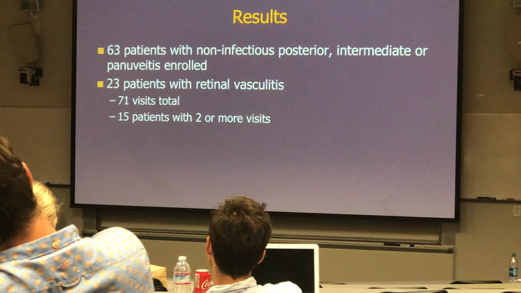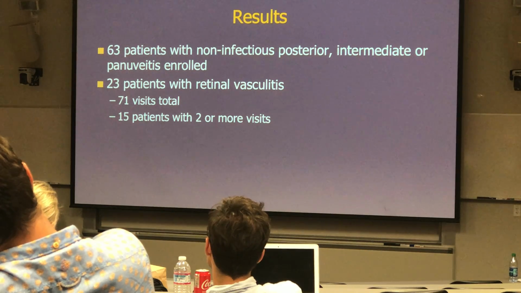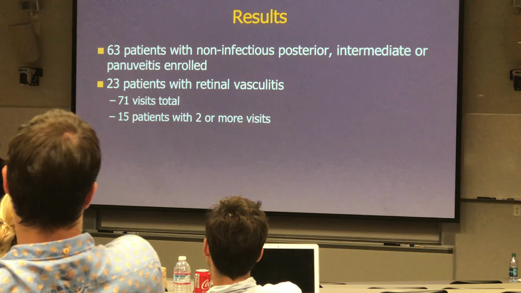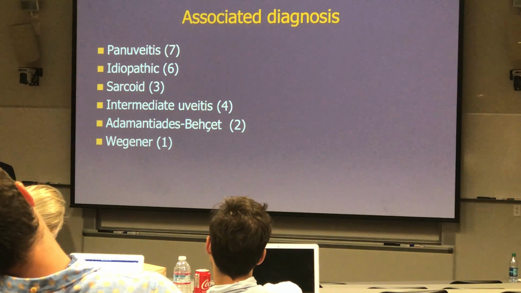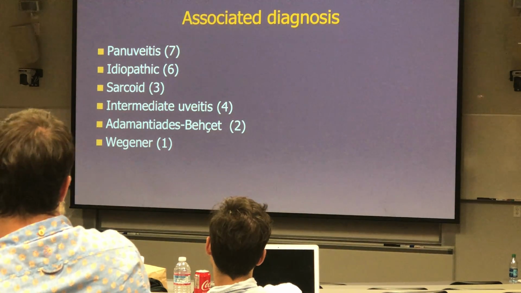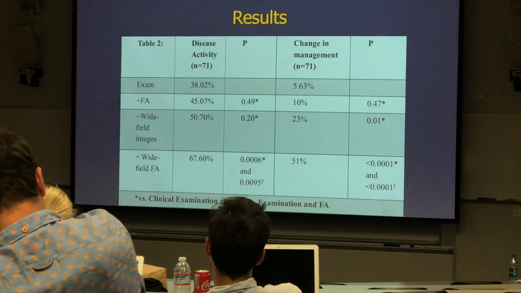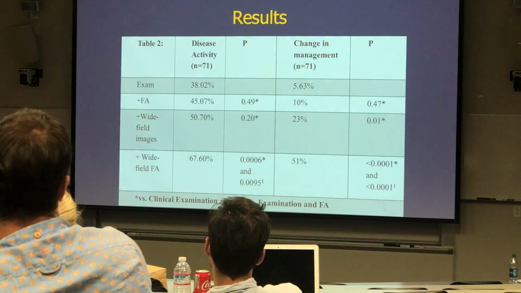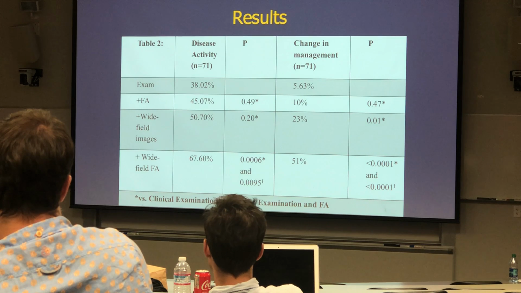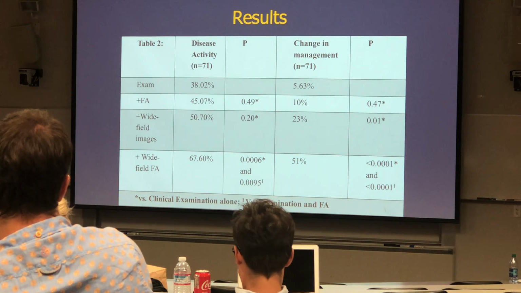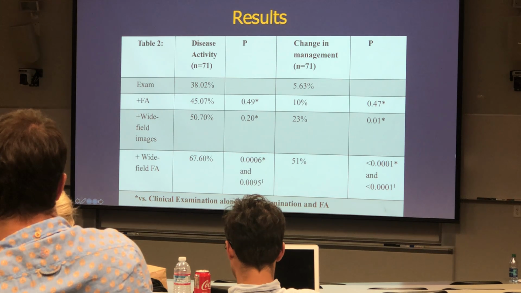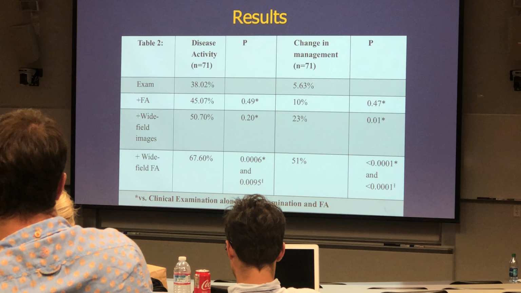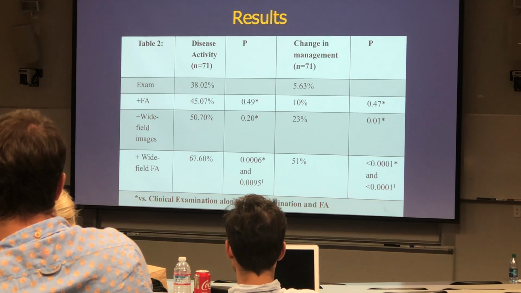We enrolled around 63 patients. 23 patients among these had retinal vasculitis as well. That group was analyzed separately. There was a good diverse group of disease diagnoses that we had. We saw that on examination alone, disease activity was detected in around 38%. However, if you look at the last row, almost 67% with the addition of wide field FA, the clinician changed. It's the same clinician, and they changed their mind once we showed them the FA.